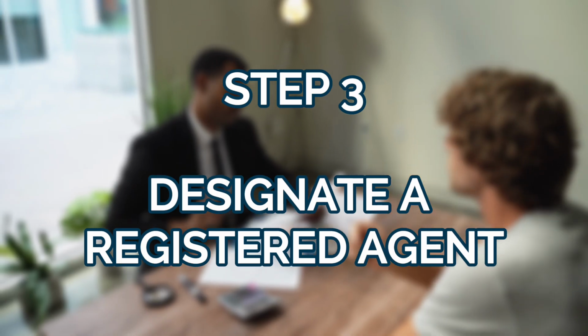The third step is to find a registered agent, or an individual or entity designated to receive legal documents on behalf of your corporation. This can include litigation papers, tax forms, and other official state communications. The agent must have a physical address within the state of incorporation and be available during regular business hours to receive and respond to official notices.